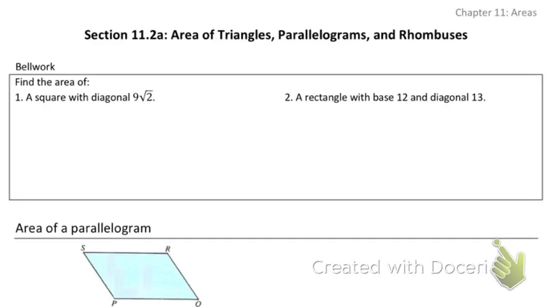Let us go through the first one. It says a square with a diagonal of 9 square root of 2. So that means, yeah, it's a 45, 45, 90. It's going to be a 45, 45, 90, yeah.